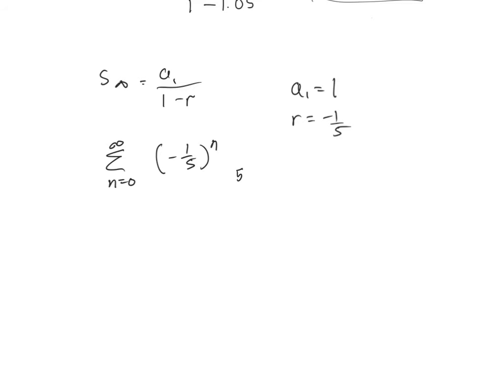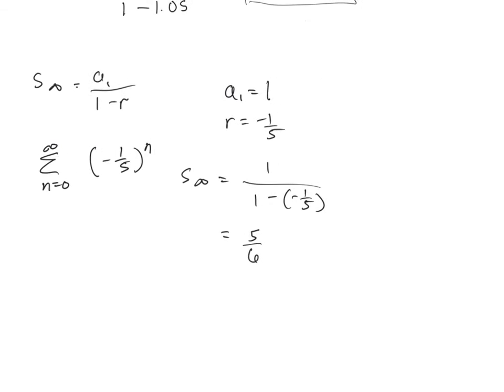So the sum to infinity is 1 divided by 1 minus negative 1/5. Plug that into our calculator, 1 divided by 1 minus negative 1/5, and I got 5/6.